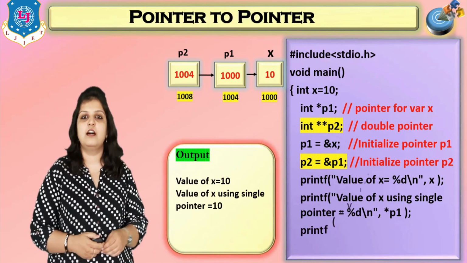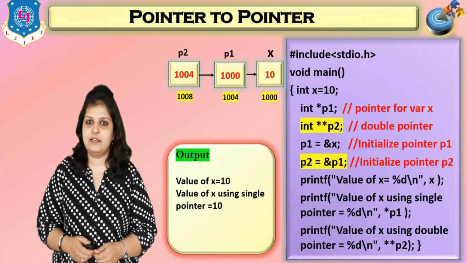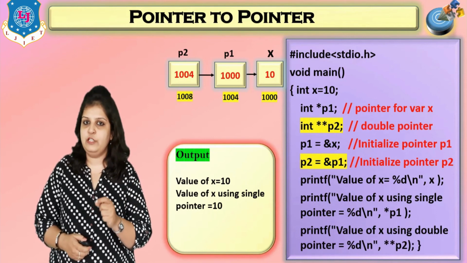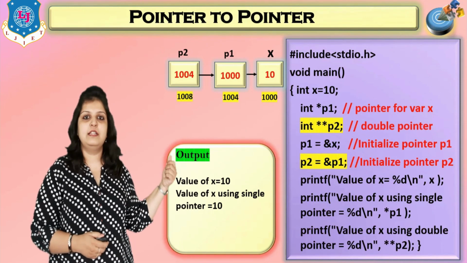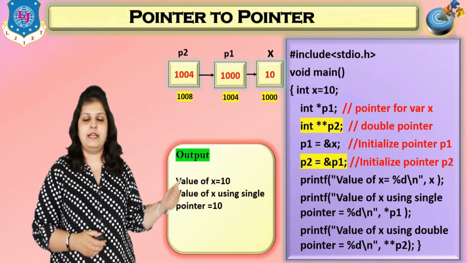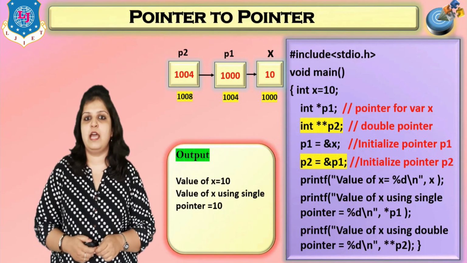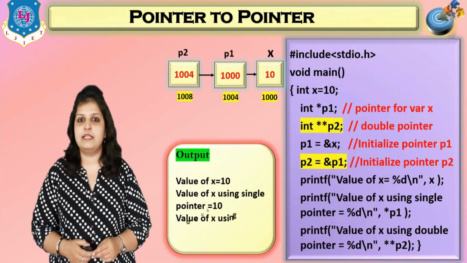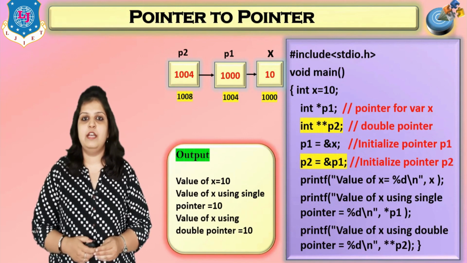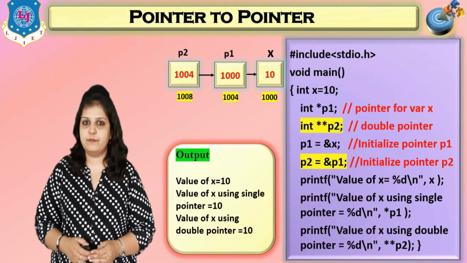Just to see the third printf: value of x using double pointer is equal to **p2. When the first asterisk executes, we will get the value 1000, and the second time it will dereference, so it will print the value which is stored at the 1000 location. So again it will print the same answer, that is 10. So in this way we can use the concept of pointer to pointer or double pointer.